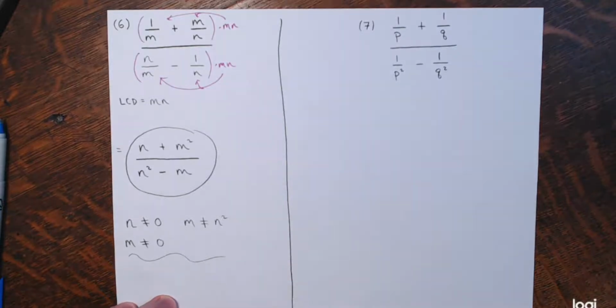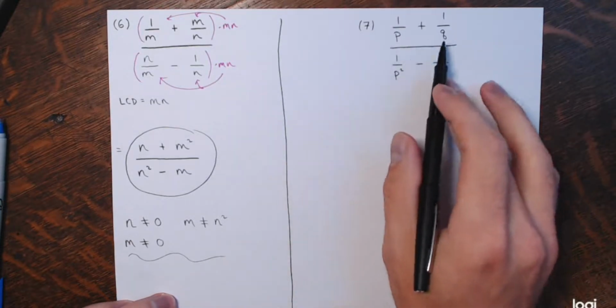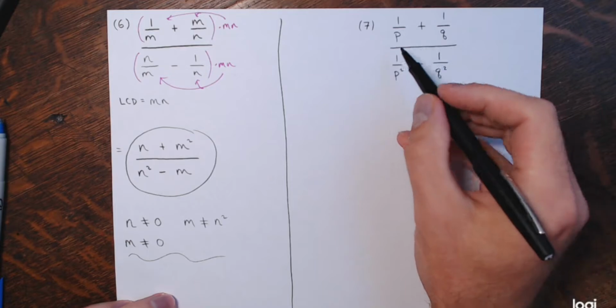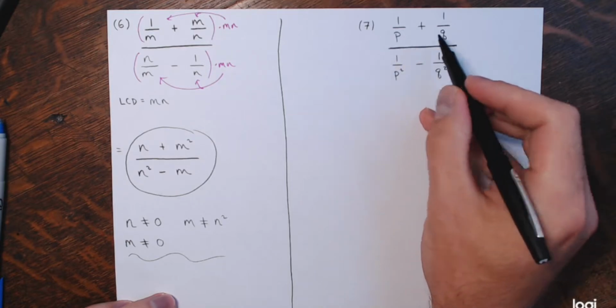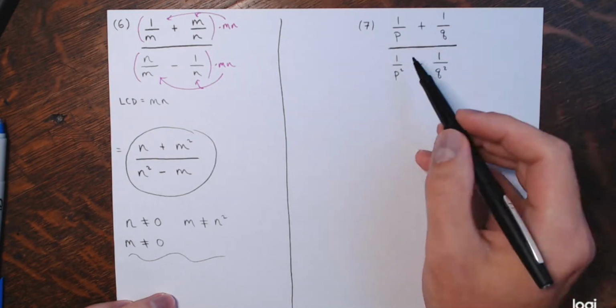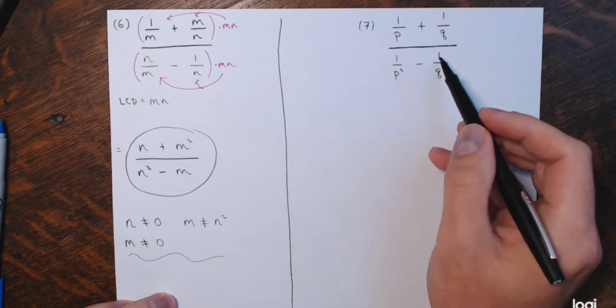Okay. All right, so again, pretty similar here. Again, there's the main bar. And numerator is 1 over p plus 1 over q. Denominator is 1 over p squared minus 1 over q squared.